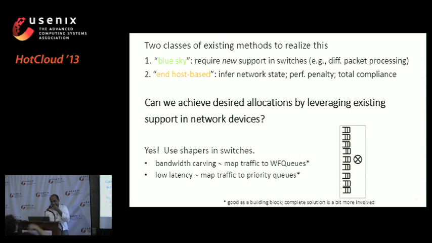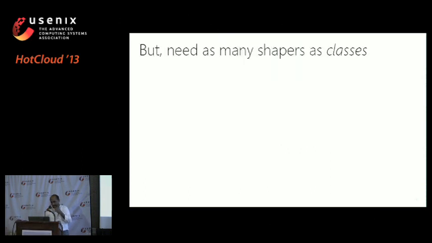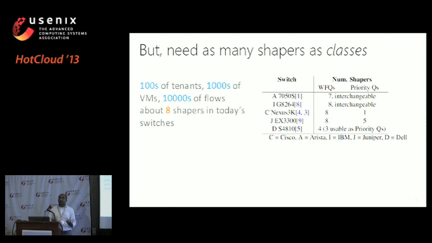The central problem, though, is that the number of shapers you need to pull this off is many more than the number of classes that are in your network. There are hundreds of tenants, thousands of VMs, tens of thousands of flows, and the number of shapers, as we've all known so far, is between 8 and 16.